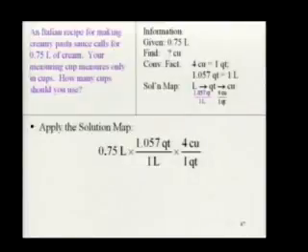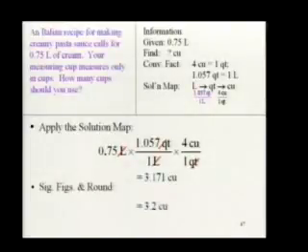0.75 times 1.057 over 1 times 4 over 1. When I do that, cancel, cancel. My answer's in cups. I would get that answer right there. I am limited to, remember these are my conversion factors, right? Over here, how many sig figs are there? There's 2. My answer has to be rounded to 2, 3.2 cups. Okay? Questions about that?